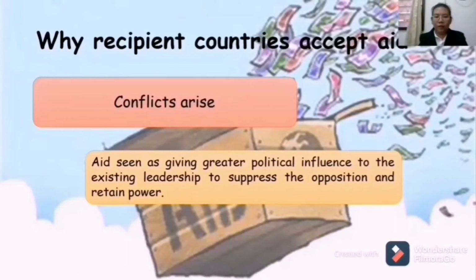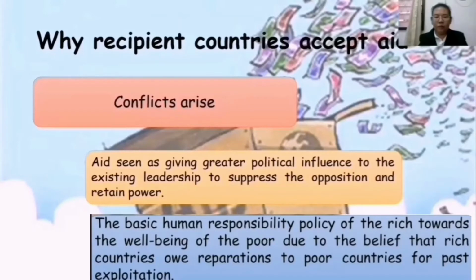The last reason is the basic human responsibility policy of the rich toward the well-being of the poor, due to the belief that the rich country owes reparation to the poor country for past exploitation. That belief is that the rich country has an obligation to support economic and social development, especially in the less developed country. They often encourage this moral obligation with the need for greater freedom of choice for the recipient developing country in the allocation and use of aid funds.